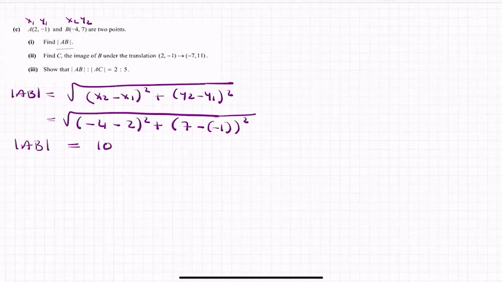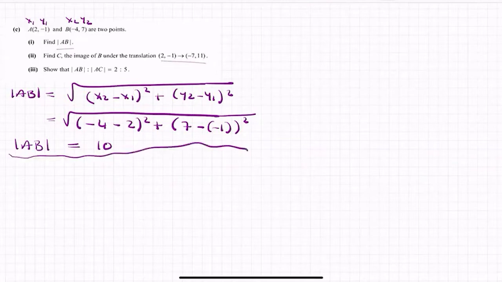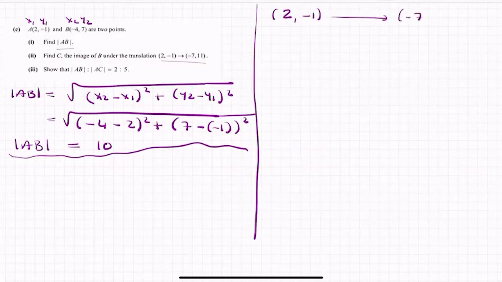Okay, find C, the image of B under the translation (2, -1) to (-7, 11). So not so much the coordinate geometry chapter anymore. This is translations and enlargements, and it can come under geometry. So we want to find the image of B under the translation, and we're calling it C. So we have to first figure out what is the translation. Okay, so we have (2, -1) to (-7, 11).